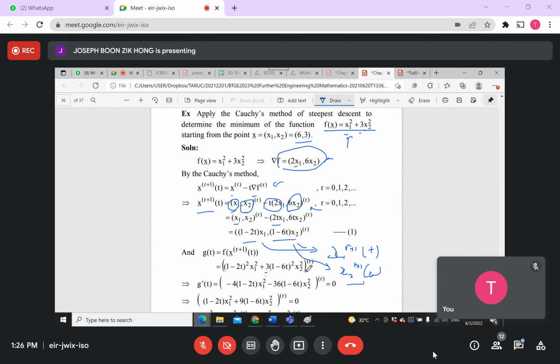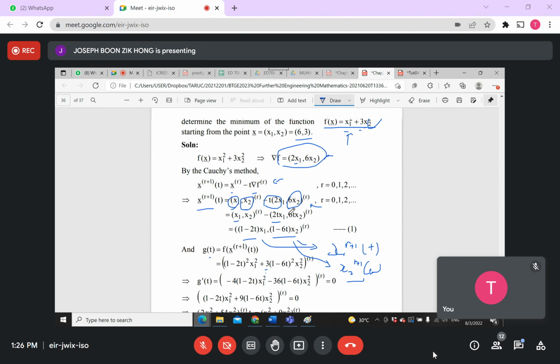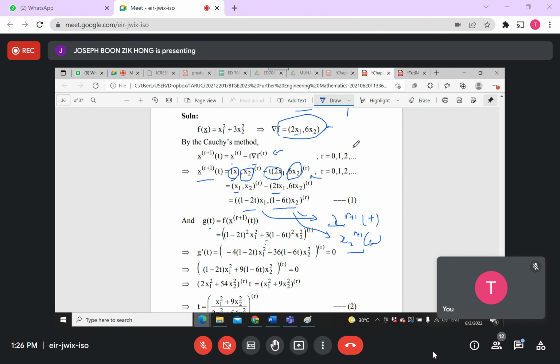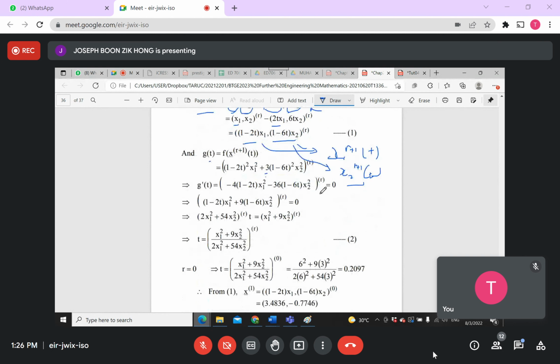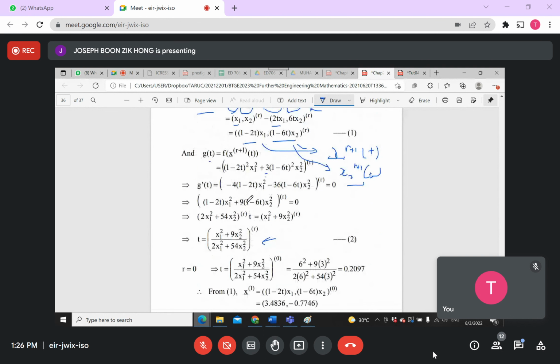So we put this one into here, and then you will have your g(t). So this whole thing will be your g(t), depending on what your f(x) is. Then we differentiate your g(t) and make it equal to 0, and then you will get t equal to something. After you have t, put in your initial guess of x1, x2, then you will get your t when r equal to 0.